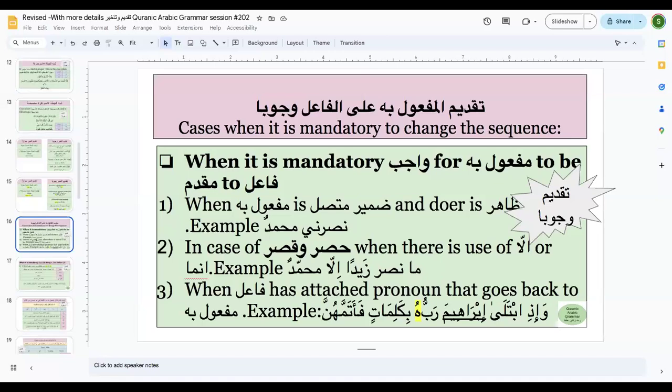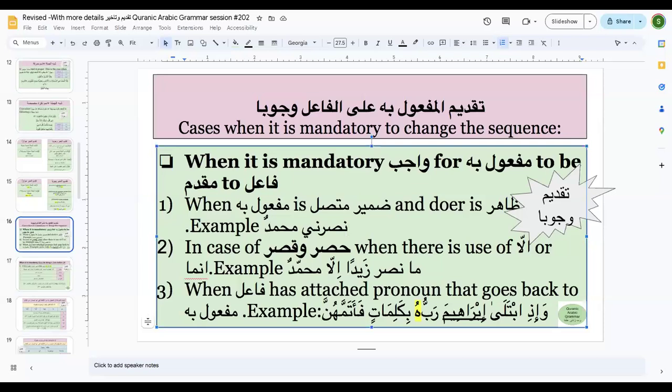Very well done. Okay, so now come back to what we are learning here. Since I am having technical difficulties, it's going to be a little tricky for me today. But inshallah, I think we will be able to learn what we are supposed to learn today. So the first case is clear to all of you. The second case is when you have to use ma or illa or sometimes innama. In that case you also have to have the order changed. There will be a change in order in that case as well. For example, you're seeing here: ma nasara zaidan illa Muhammadun.